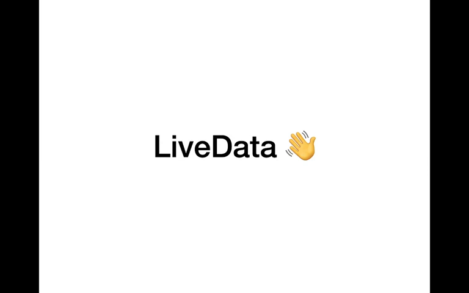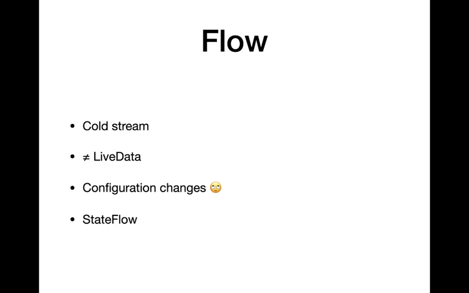Now, why not only flow? Let's just remove LiveData and use only flow. But before doing that, let's remember a couple of things. Flow is a cold stream, as I explained. The code inside the flow is only going to be executed whenever the collection actually starts, and it's not equal to LiveData because it doesn't have a cached value. It does not have any latest value kept inside.